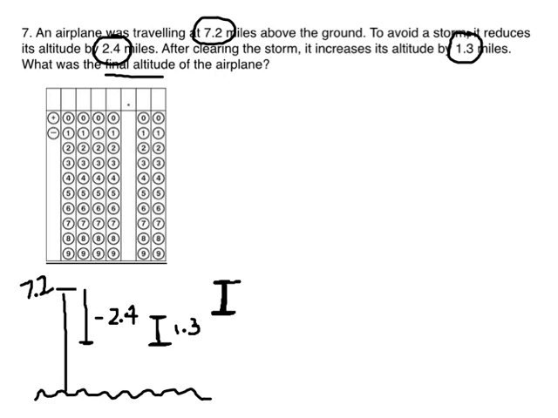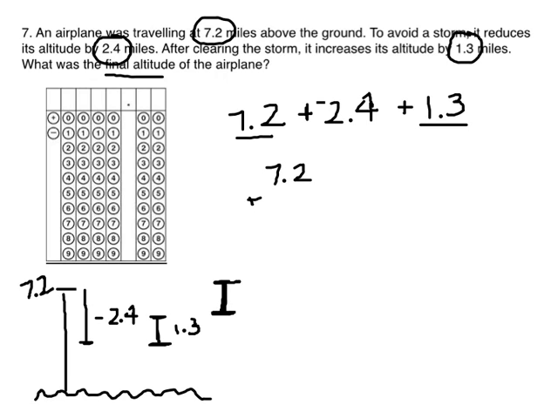So I'm going to say 7.2 minus 2.4 plus 1.3. So again, I'm going to keep change flips, so plus a negative. I'm going to go ahead and take my 2 positives and add them. So 7.2 plus 1.3, 2 plus 3 is 5 decimal, 7 plus 1 is 8. So now I have a positive 8.5 and a negative 2.4.